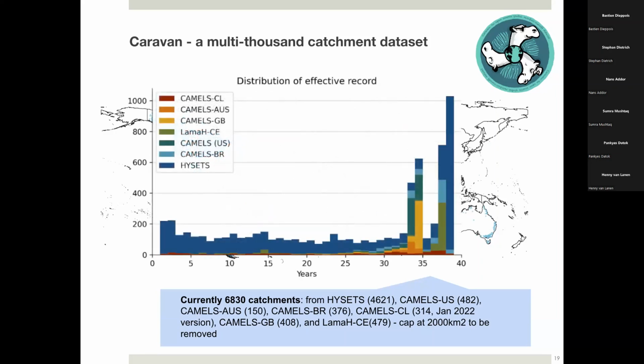So in total, we have almost 7,000 catchments in the Caravan dataset. And here is a plot showing you the length of the record that we have for these catchments. You can see that for a very large majority of the catchments, we have relatively long time series, 25, 30, 35 years of data, which is really important when interested in changes, when we try to assess trends, and also when we're interested in extreme events, because obviously the longer the time series, the more extreme events will be covered by these time series.